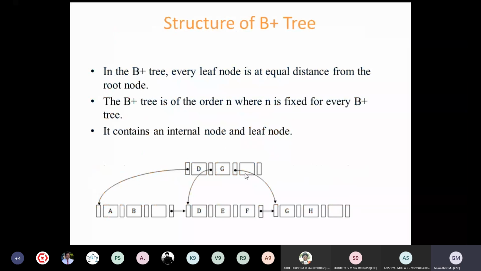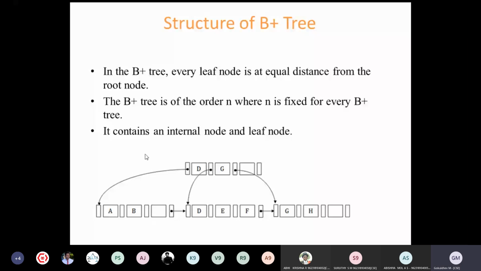Then the structure of a B plus tree. In the B plus tree, every leaf node is at equal distance from the root node. This is called a leaf node, right? All these bottommost nodes, we call them leaf nodes. Every leaf will be of equal distance from the root node. This is the root node, this one set of leaves, another set of leaves. Every leaf node will be of equal distance from the root node.